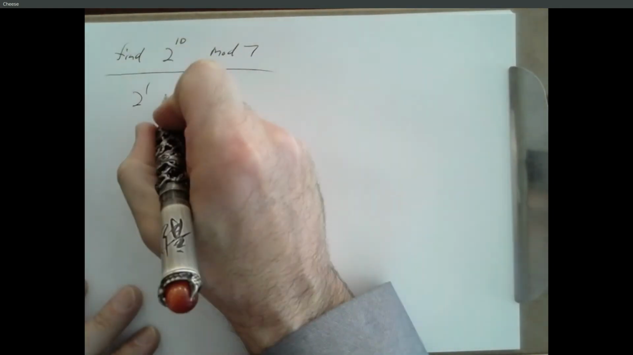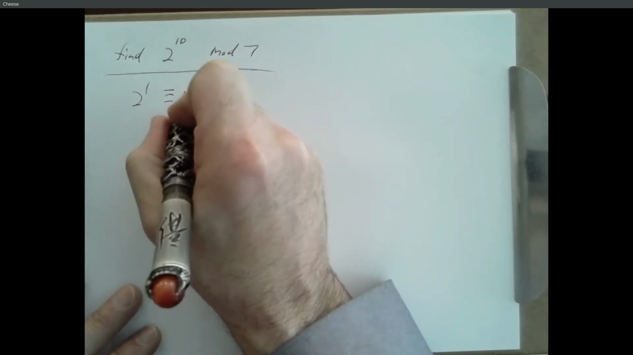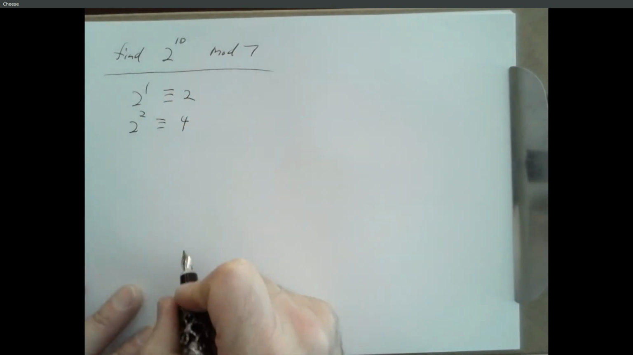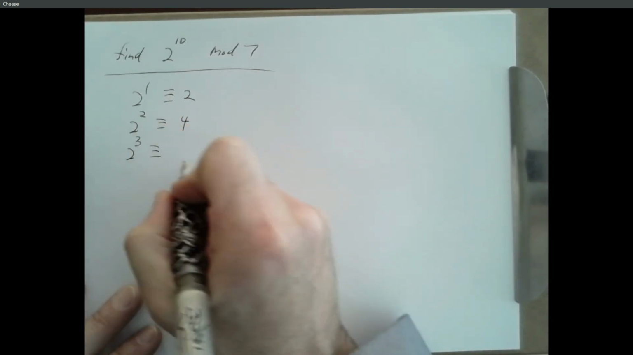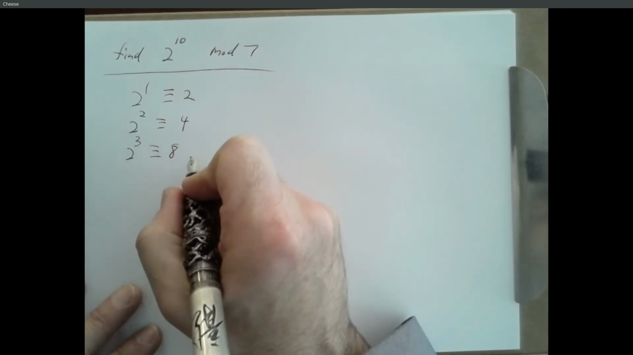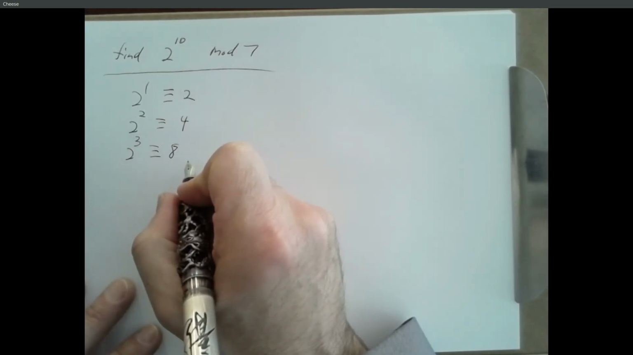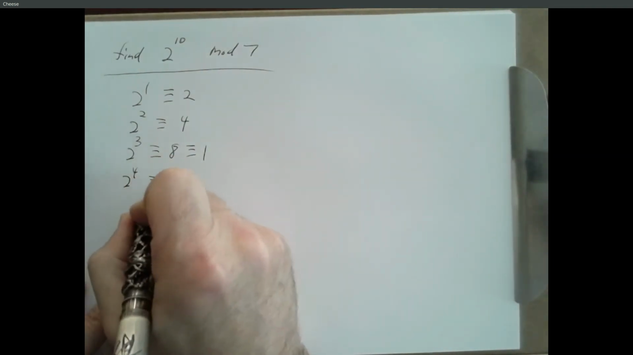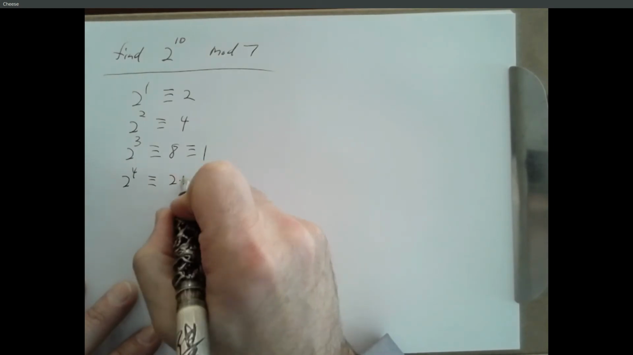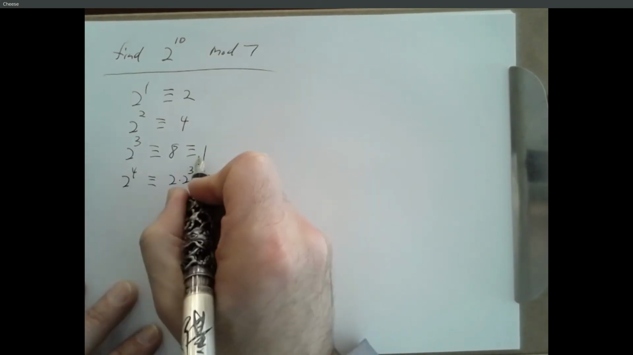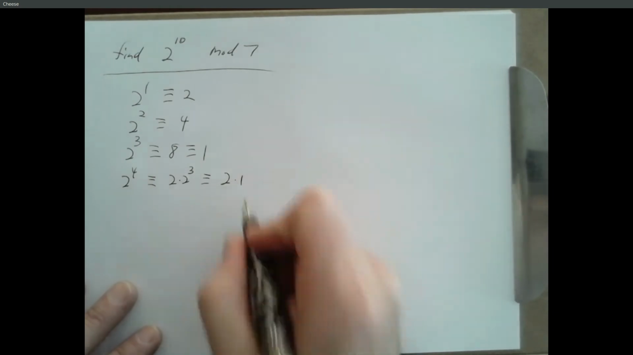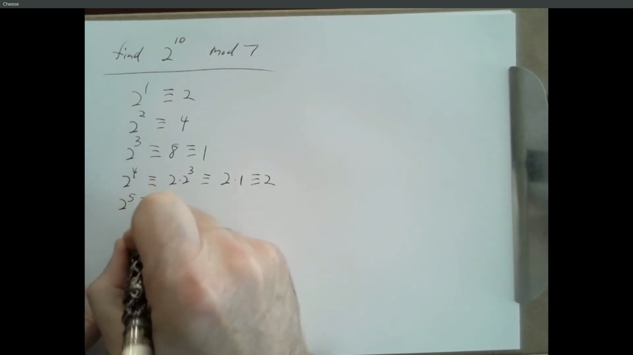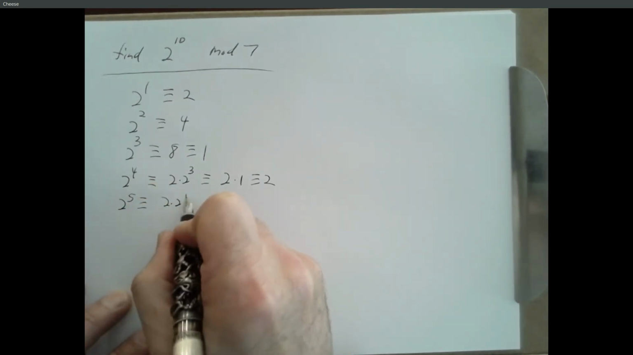So 2 to the first is just 2, so that's congruent to 2. 2 squared is 4. What's 2 cubed? 8. And what's 8 congruent to mod 7? That's just one more than a multiple of 7. So 2 to the 4th, well, that's 2 times 2 cubed, and I know 2 cubed is congruent to 1, so this is congruent to 2 times 1, which is just 2.